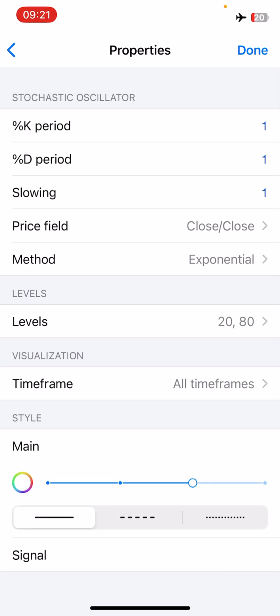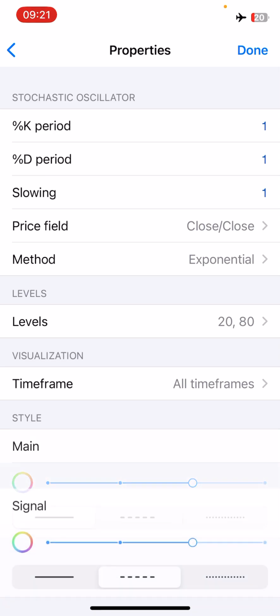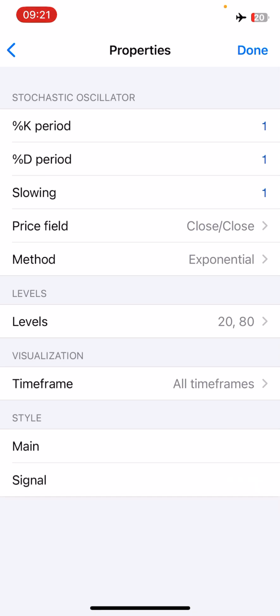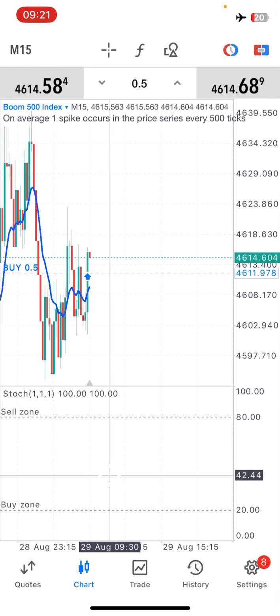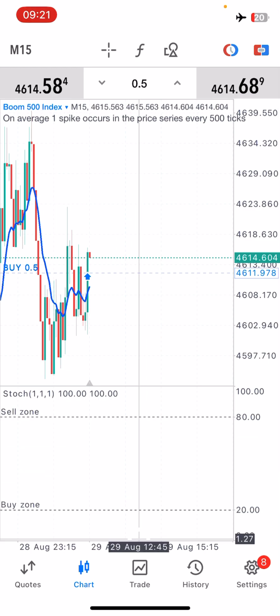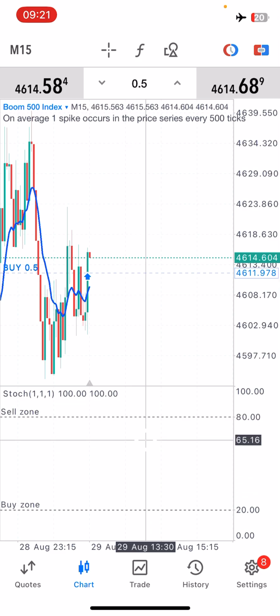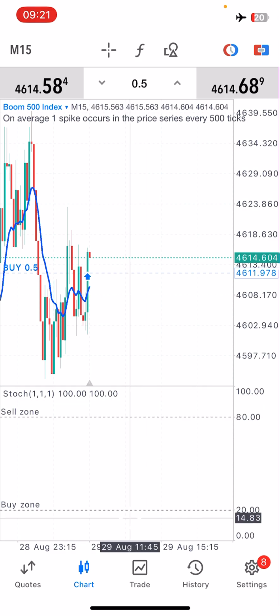I've got a white background, as you can see, so my main should be white and my signal is white. Please take note of that, such that if you click on done, you only have levels showing on your charts and nothing else inside.